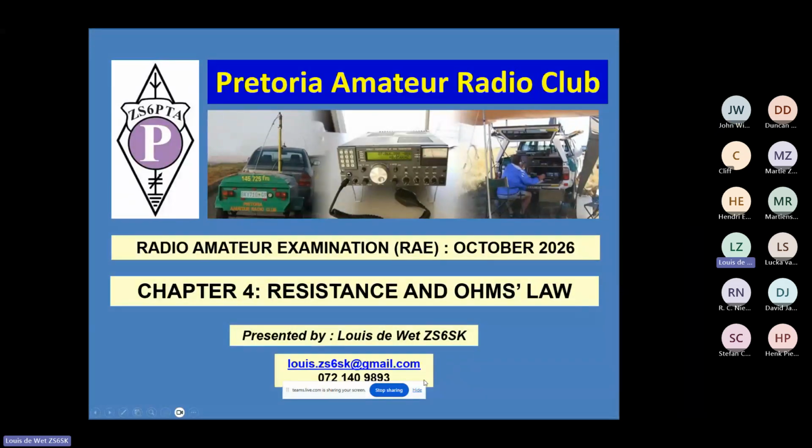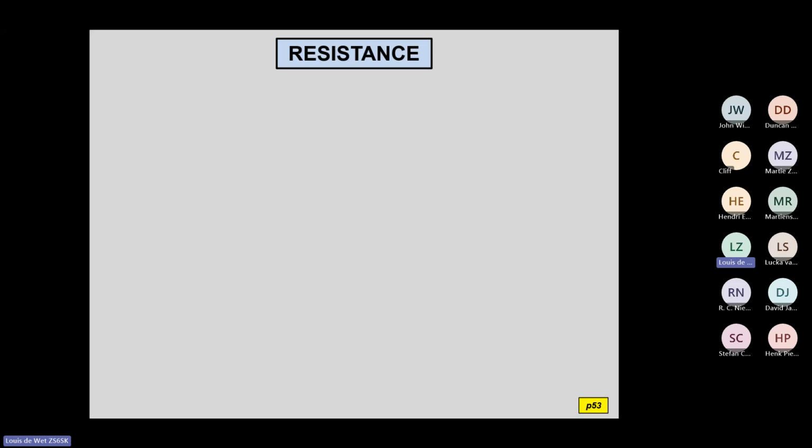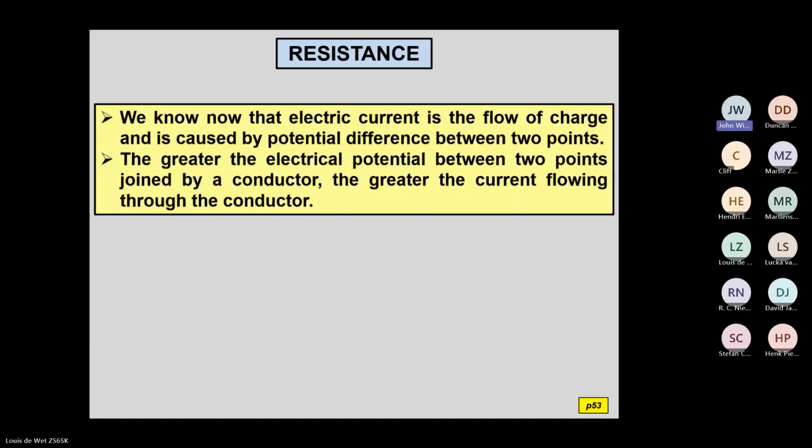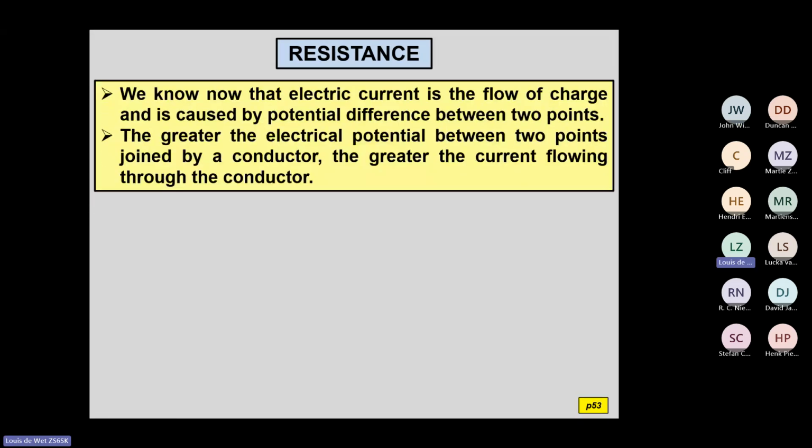So it says radio amateur examination, October, Chapter 4. Then you see the next slide, resistance. Just a blank slide, and there we go. All right, thank you. Right, okay. But let's just start again.